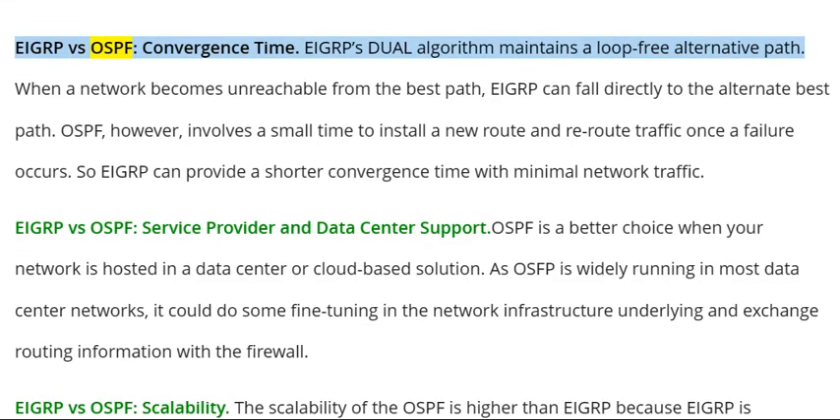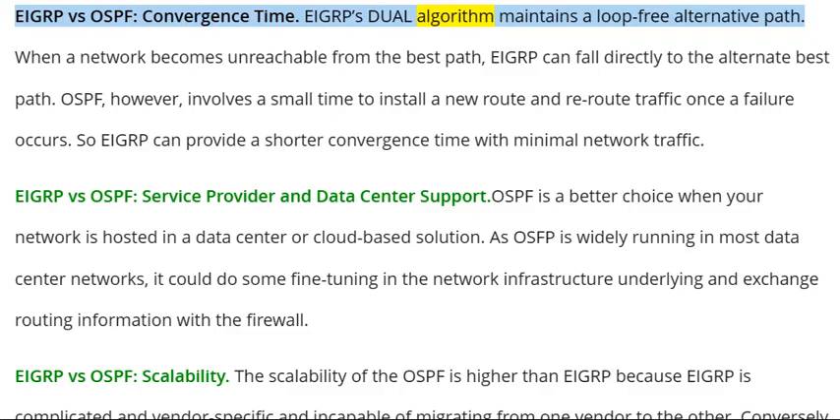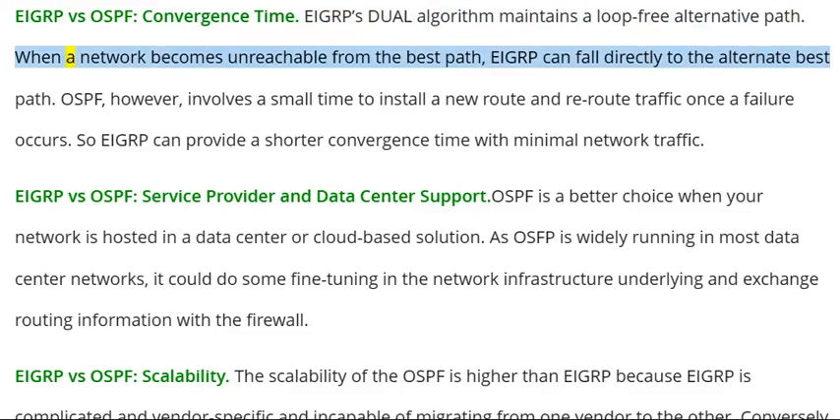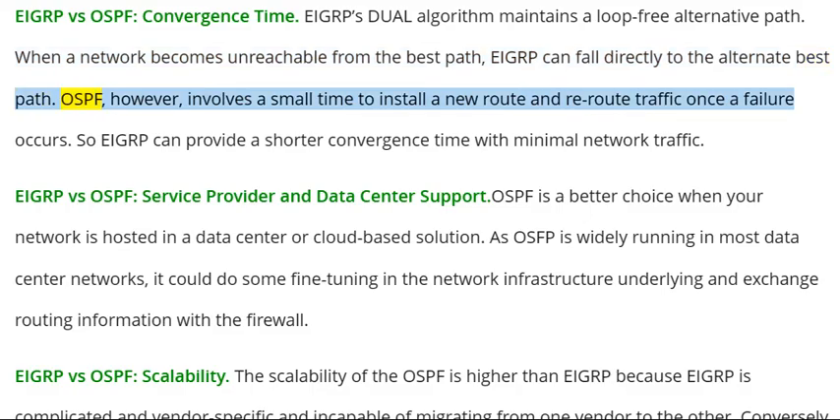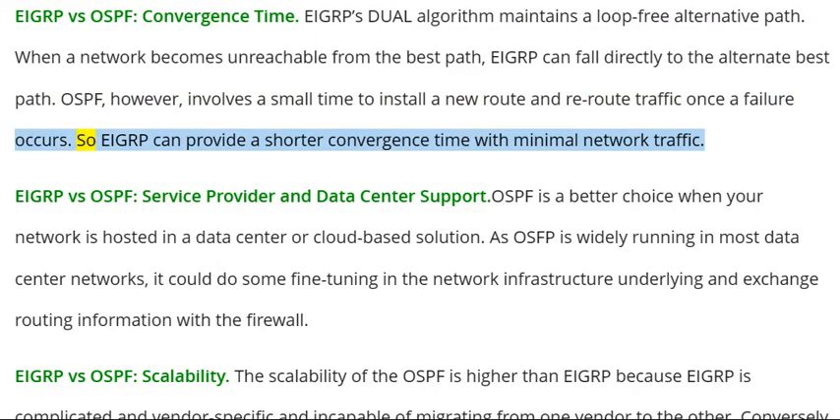EIGRP versus OSPF. Convergence time. EIGRP's DUAL algorithm maintains a loop-free alternative path. When a network becomes unreachable from the best path, EIGRP can fall directly to the alternate best path. OSPF, however, involves a small time to install a new route and reroute traffic once a failure occurs. So EIGRP can provide a shorter convergence time with minimal network traffic.